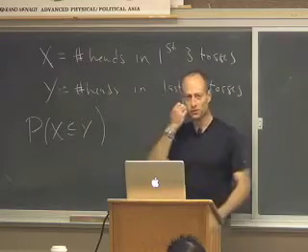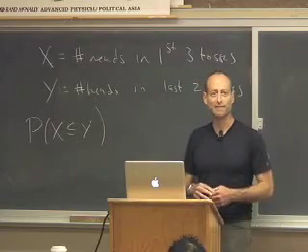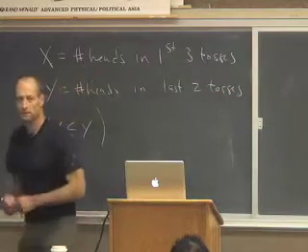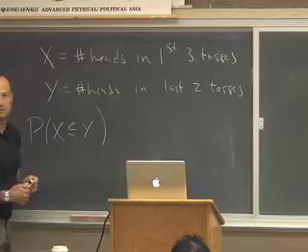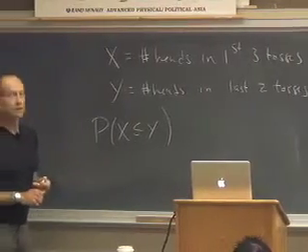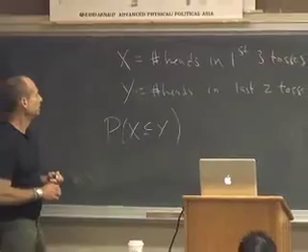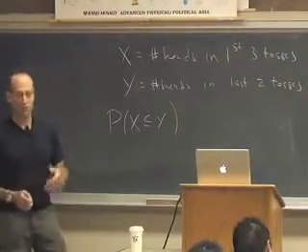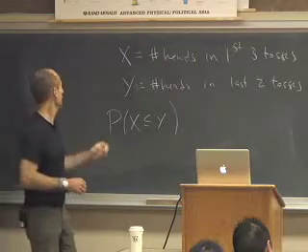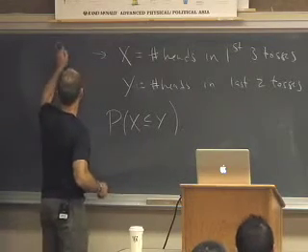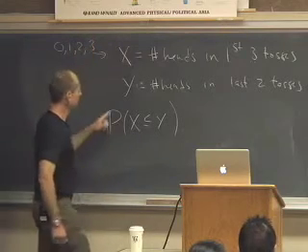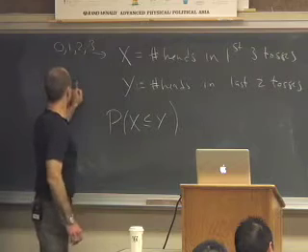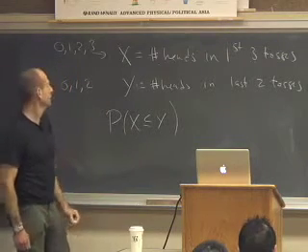What are the possibilities for x and y? What can they each be? How many heads can you get in 3 tosses of a coin? 0, 1, 2, or 3, right? Okay, the possible values are 0, 1, 2, and 3. What are the possible values here? 0, 1, and 2. Okay.